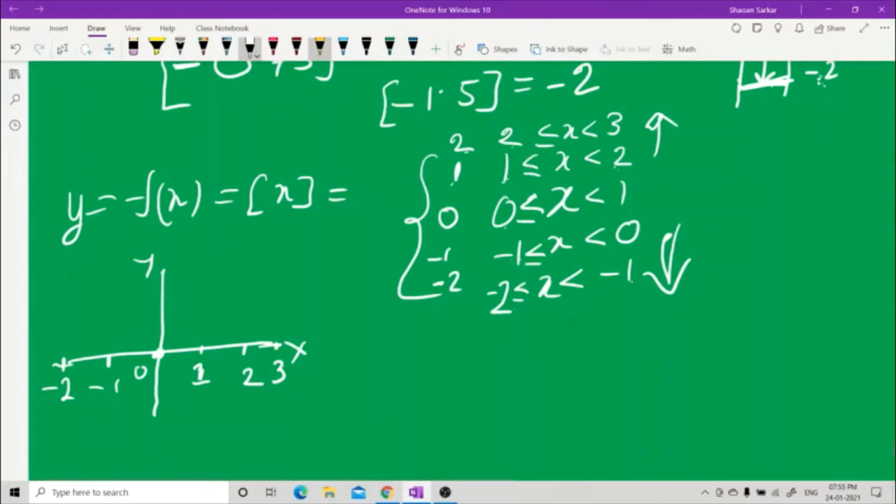So let me use a different color. It is always this, but it will never come to 1. So you leave it like this. Between 1 and 2, it is always 1. So this is 1. Let me write, this is 2, -1 and this is -2. Now see, when it is between 0 and 1 it will stay 0, it will never come to 1, so it is cut off like this.